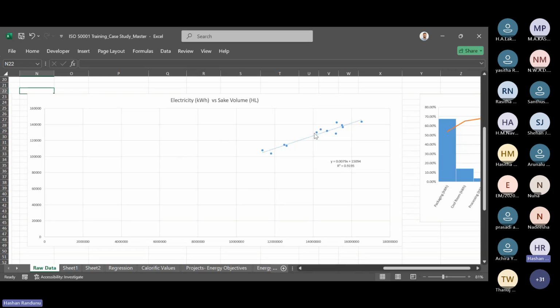So by conducting this kind of analysis only, you can identify the proper energy performance indicators. I know most companies simply identify the ratio as the energy performance indicator. No matter what you are doing, you identify the ratio as your energy performance indicator.